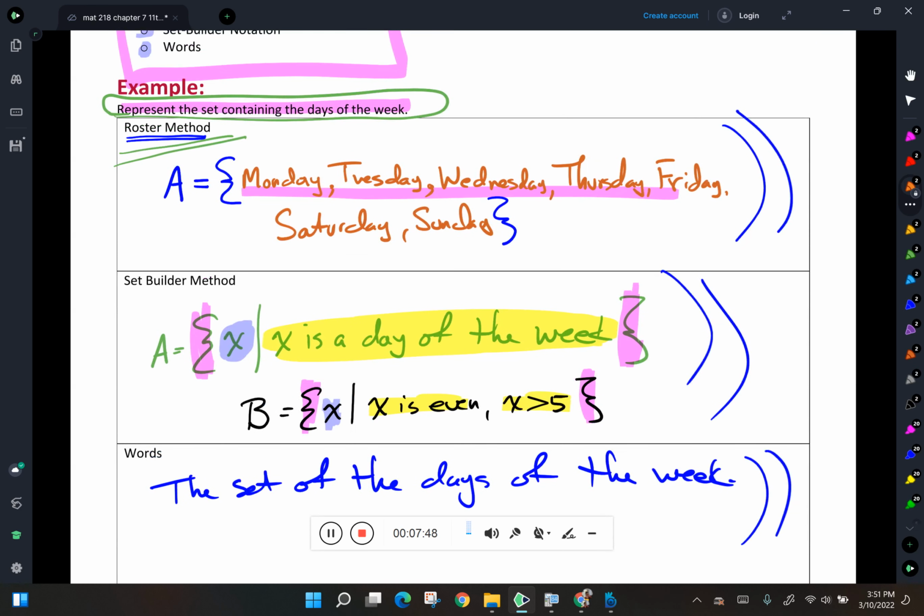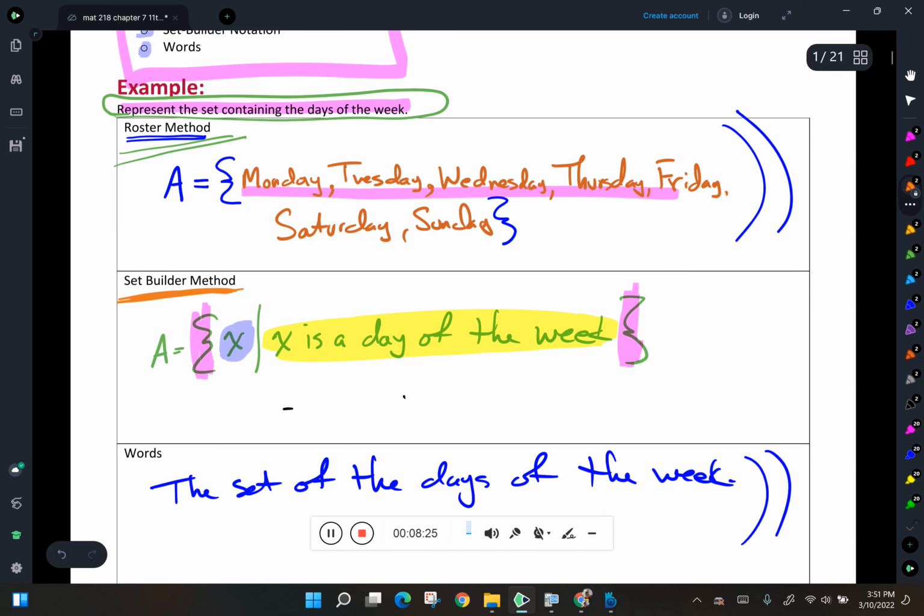Roster method is limited because you actually have to list all the elements. And if I had a set that had 1,000 things in it, I don't want to write them all out. I'd want a more convenient way to write those things than having to write 1,000 things separated by commas. Right? Set builder notation is really good, but it has its own limitation. The limitation for set builder notation is it really is a formal mathematical language. It's a formal notation, and if someone isn't comfortable reading it, it can get pretty ugly. Like, what if I wrote some set builder notation that looked like this mess?